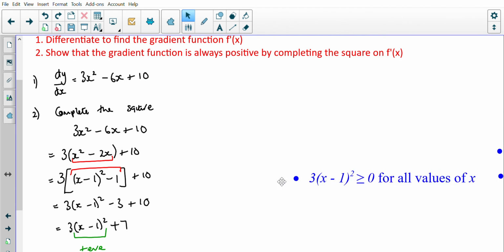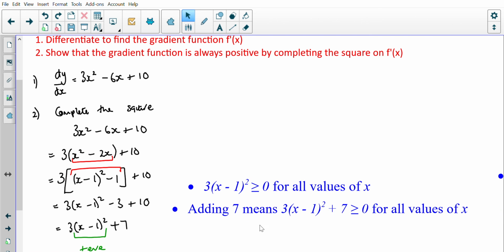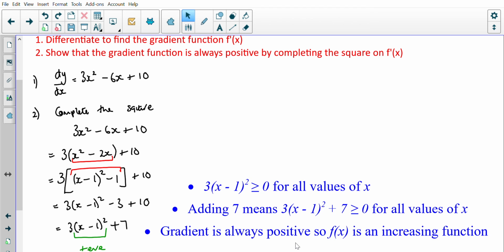So we would write something like 3 brackets x minus 1 squared is greater than or equal to 0 for all values of x. So adding 7 means 3(x minus 1) squared plus 7 is greater than or equal to 0 for all values of x. The gradient is always positive, so f of x is an increasing function.